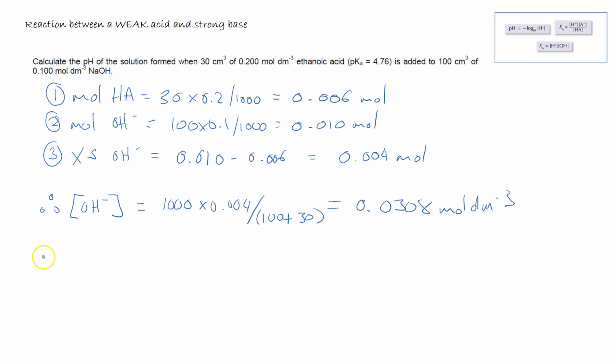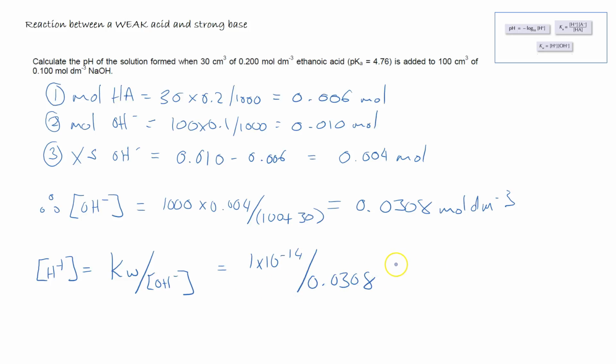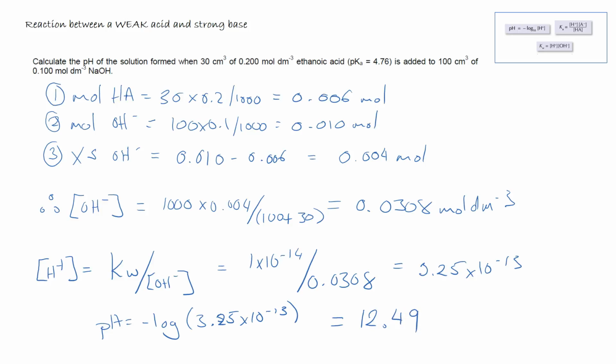Again, we use our Kw expression. We rearrange our Kw expression to give us the H plus concentration. Kw here, if we're not given it, we're going to assume it's 1 times 10 to the minus 14, over 0.0308, and that's going to give us 3.25 times 10 to the minus 13 as a concentration of H plus ions, and therefore our pH is going to be equal to minus log of the H plus concentration, which is 3.25 times 10 to the minus 13, which is equal to, to 2 decimal places once again, 12.49.